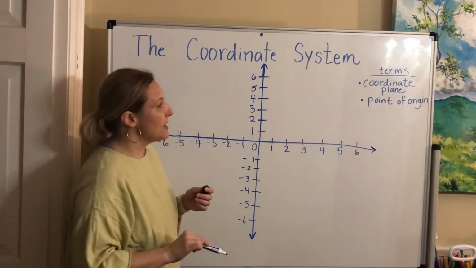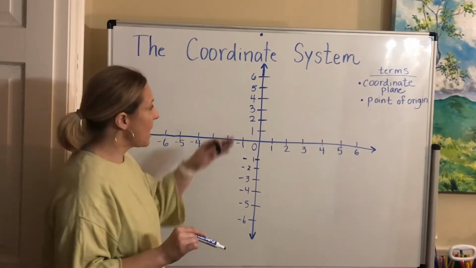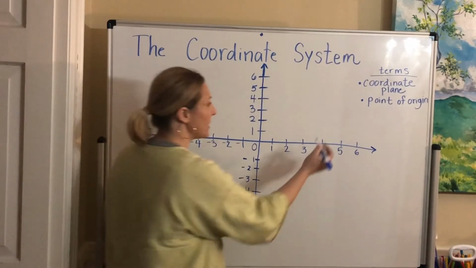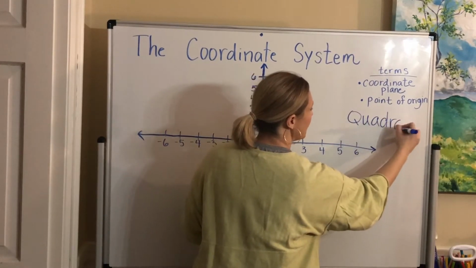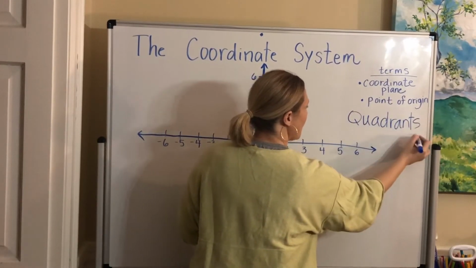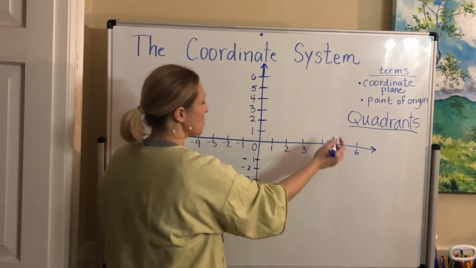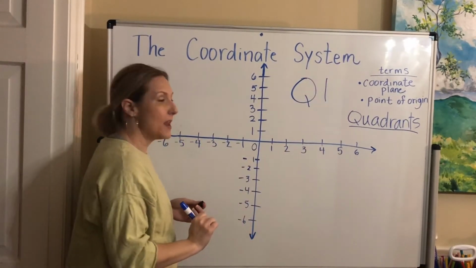So let me explain to you the coordinates. Or excuse me, not the coordinates, the quadrants. Okay, let me spell that for you. There are 4 quadrants on the coordinate plane. Quadrants, okay? This is quadrant 1. We'll call that Q1, quadrant 1.